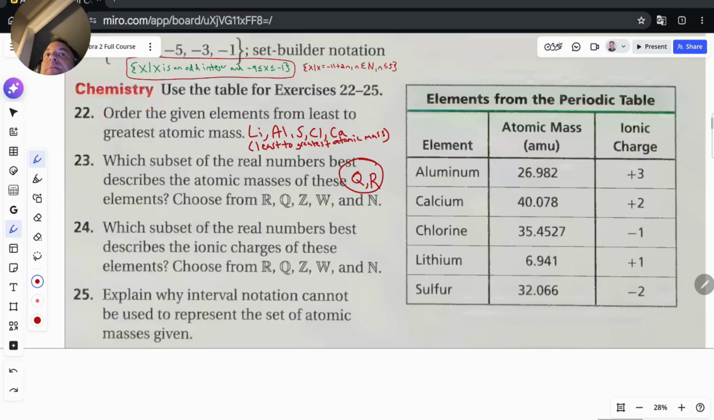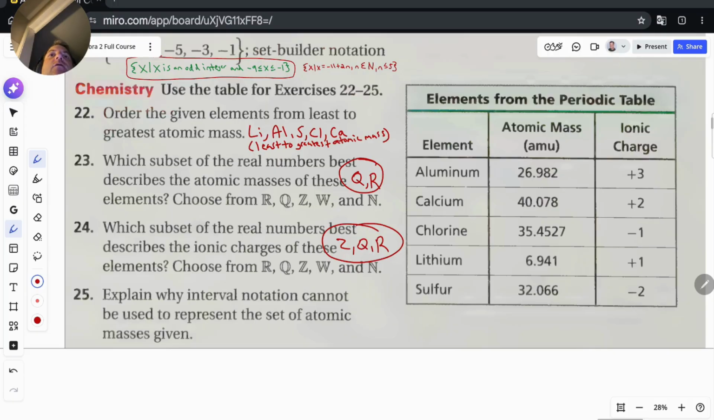They are integers, both positive and negative whole numbers for integers. So we're going to put Z. They're also rational and real. ZQR. And number 25, explain why interval notation cannot be used to represent the set of atomic masses given.